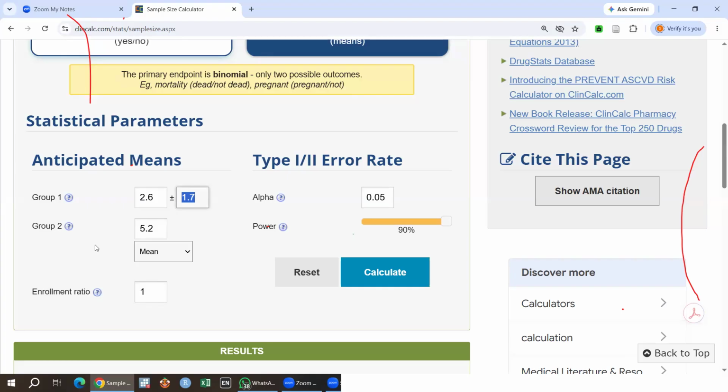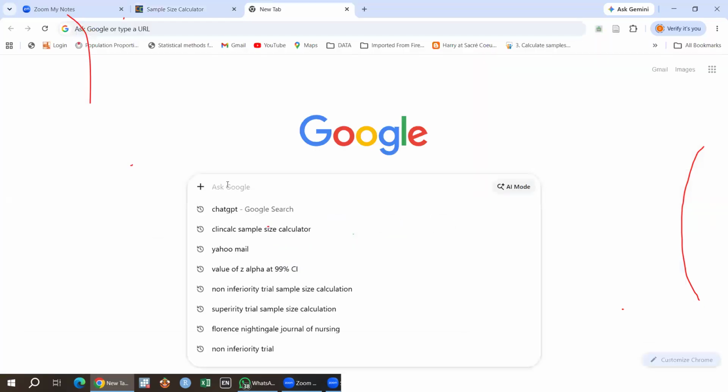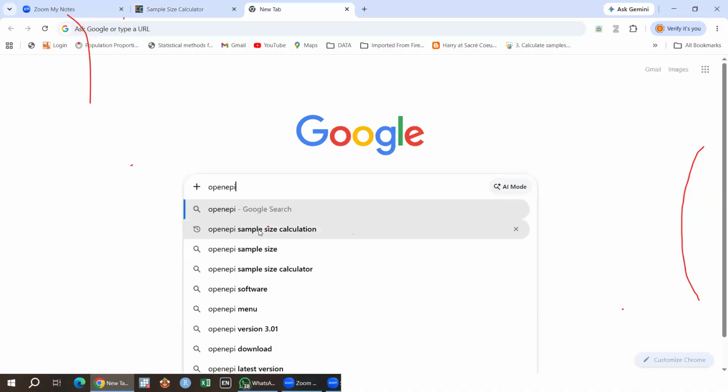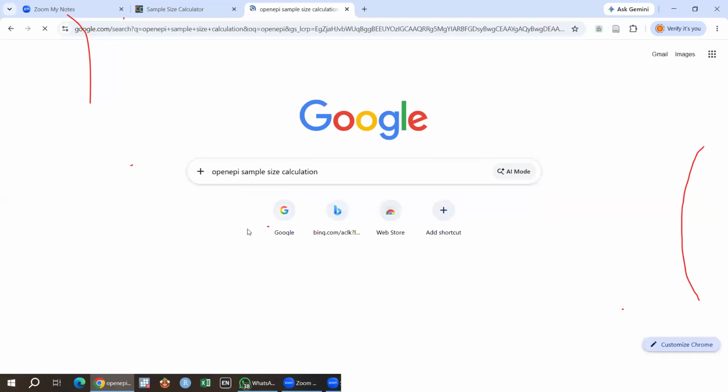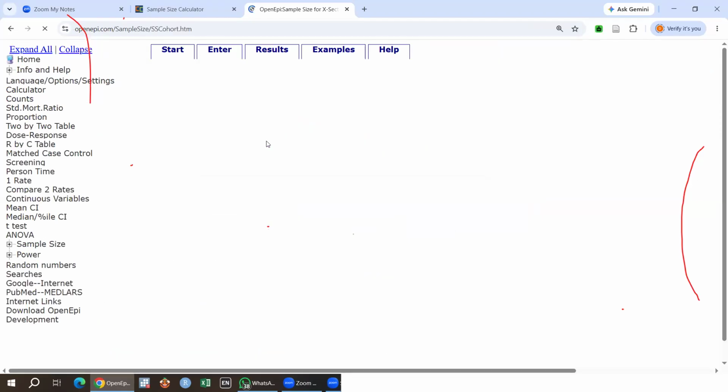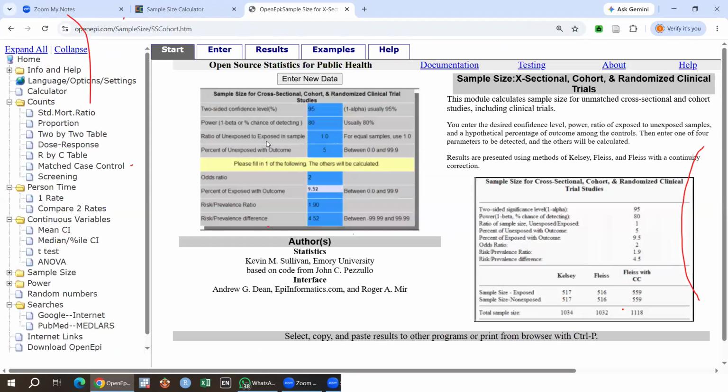So is there any other software in which we can use the mean and plus minus SD for group 2 also? So there is another software. Just click here, OpenEpi. Just click OpenEpi sample size calculation. Okay, just click this OpenEpi. This is OpenEpi sample size. Click this. This is sample size calculation.